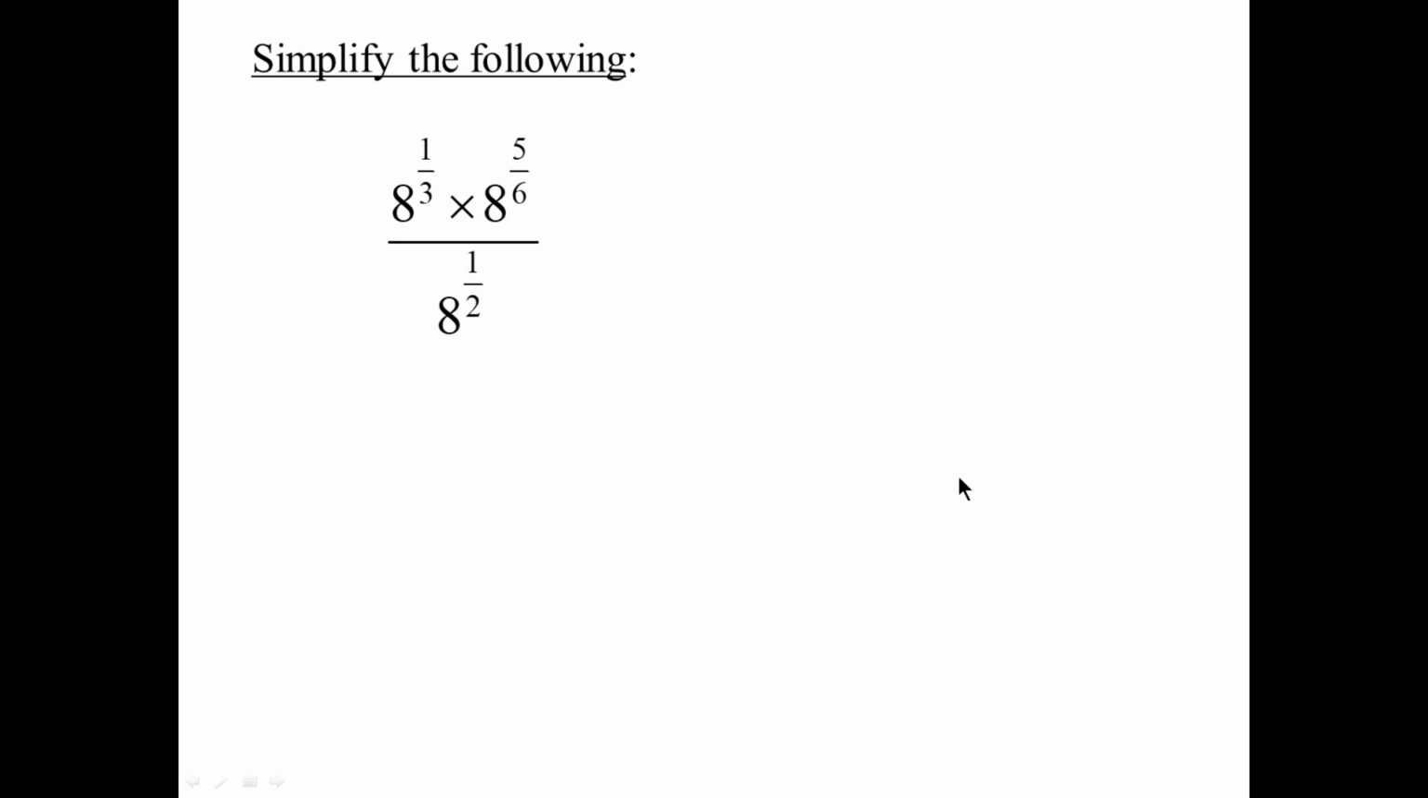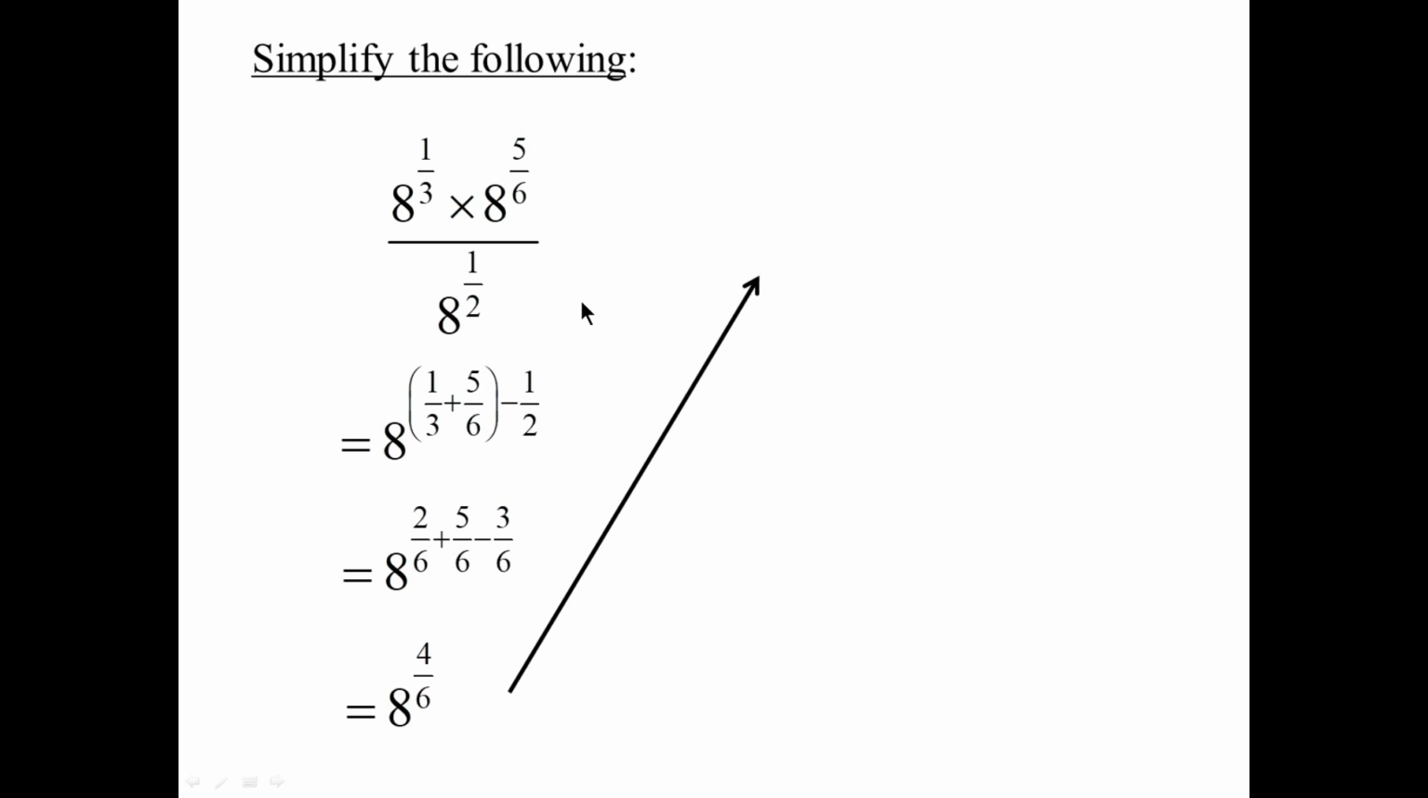Let's do some examples of simplifying. Here we have powers of 8 divided by 8 to the 1/2. And this is all predicated on the fact that there's nothing but multiplication in both numerator and denominator, and the bases are all the same, in this case, 8. So we can just add the exponents in the numerator and subtract the exponent in the denominator. And now it's adding and subtracting fractions. Common denominator leaves us 8 to the 4/6, and 4/6 reduces to 2/3, and now we have our expression 8 to the 2/3.